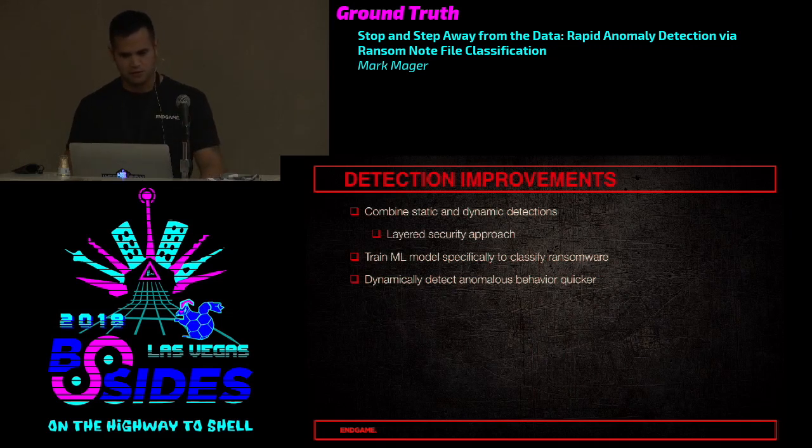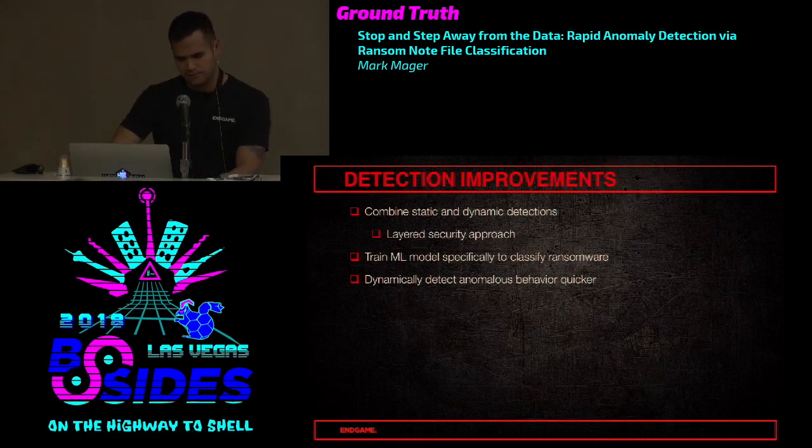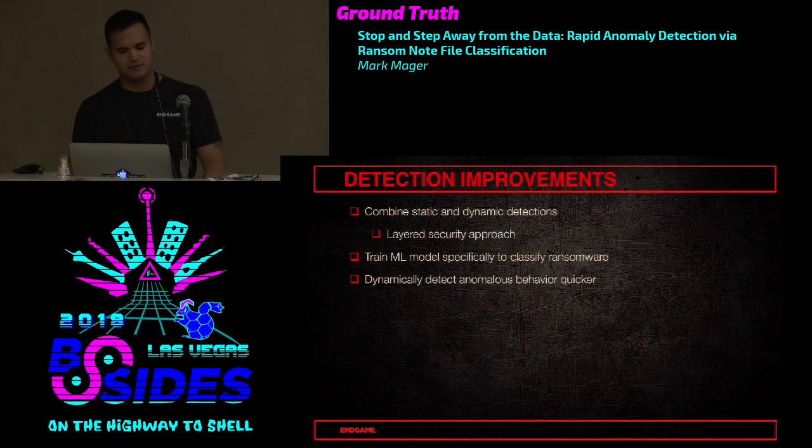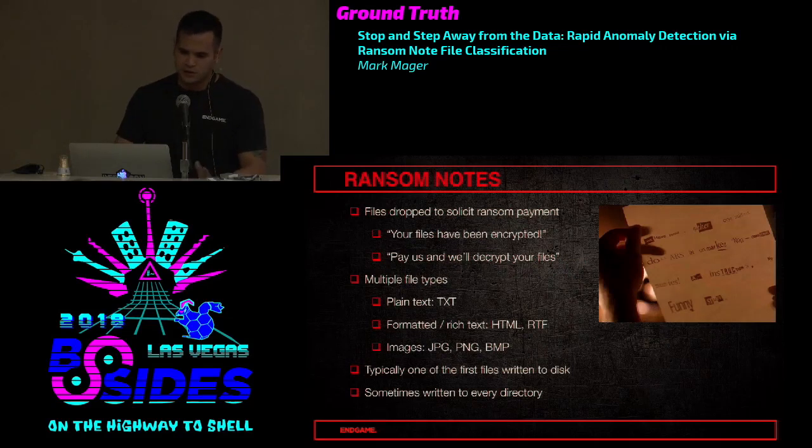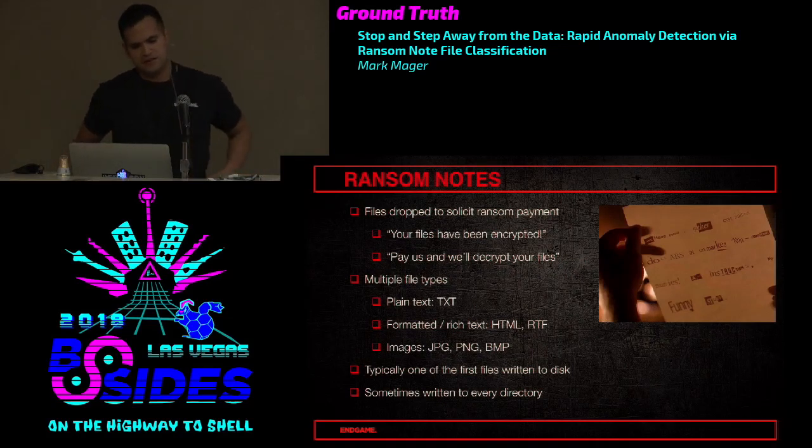There's definitely a lot of research that can take place in that. And then trying to improve the dynamic detection methods to pick up on anomalous behavior a little more quickly. And that's the goal of the research that I sought out with this project. So going back to ransom notes, as I discussed earlier, the basic idea with a ransom note is that it's something that is dropped to disk in order to solicit a ransom payment from the victim of the ransomware.